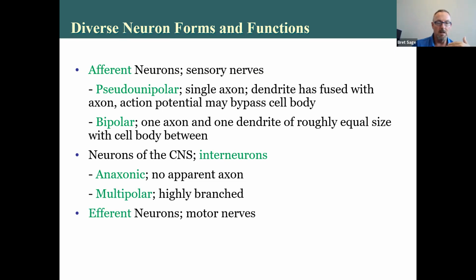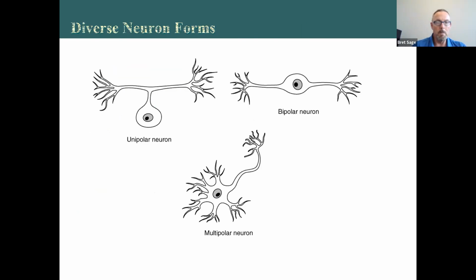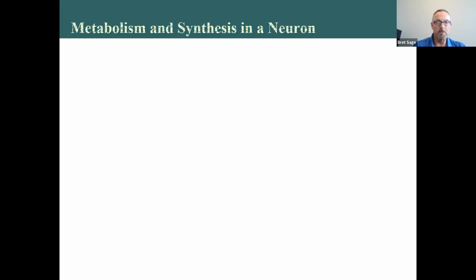Efferent neurons are the third type. These are motor neurons. These are the neurons that send signals from your central nervous system or other similar structure out to your muscles or glands. It's the traditional multipolar neuron shape. There are many dendrites with one axon. I showed you a picture. Those are the ones that we'll be spending most of the time talking about today. You can see unipolar is there, bipolar upper right, and multipolar is down below. That's the most common shape.